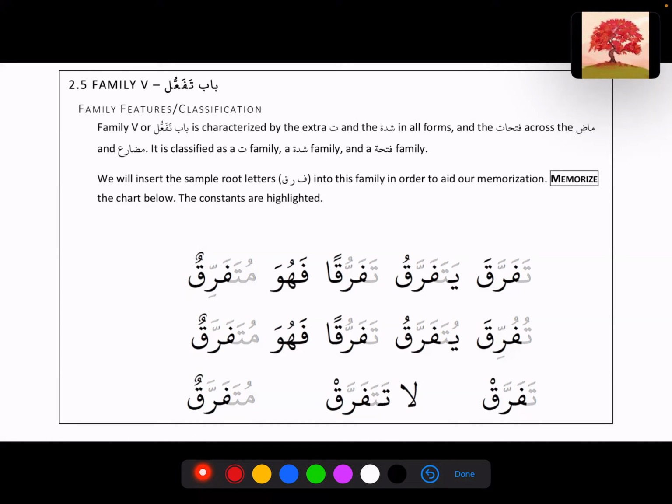Generally, what we have to do with the fi'l mudari' is just add the mim, but in that case we have to make a little change. In that case we have to, because in the beginning I said this is the fatha family, right? So you will see in Madi and Mudariya more fathas.